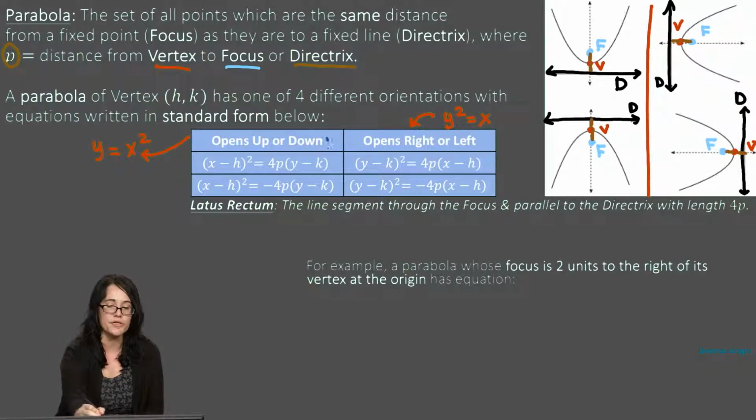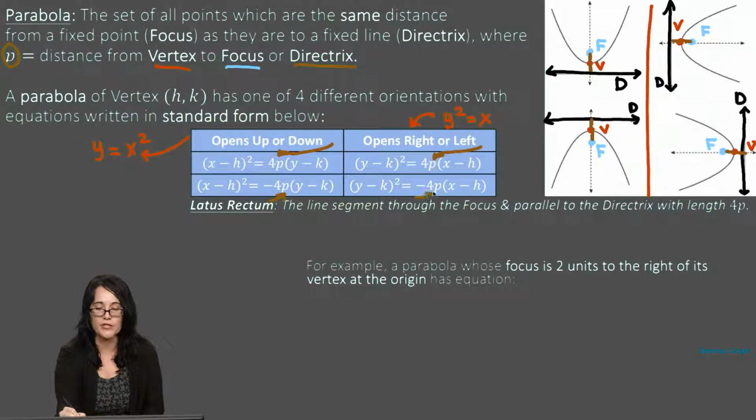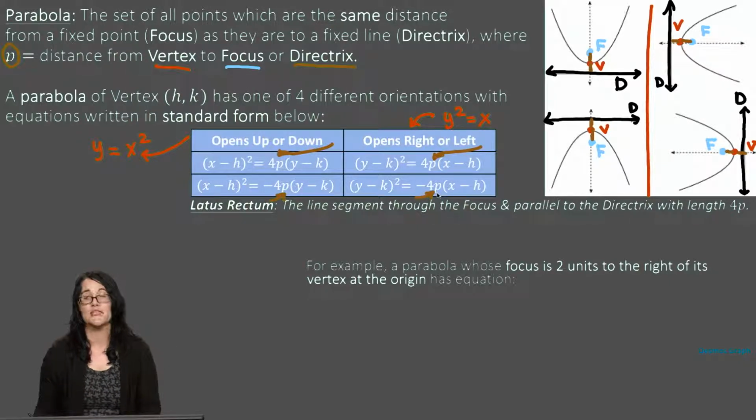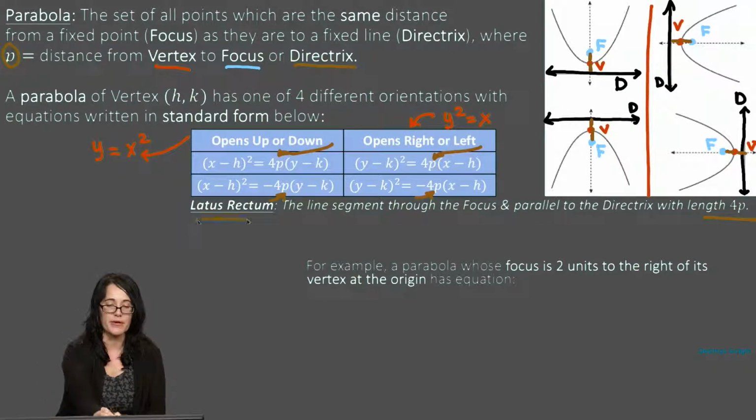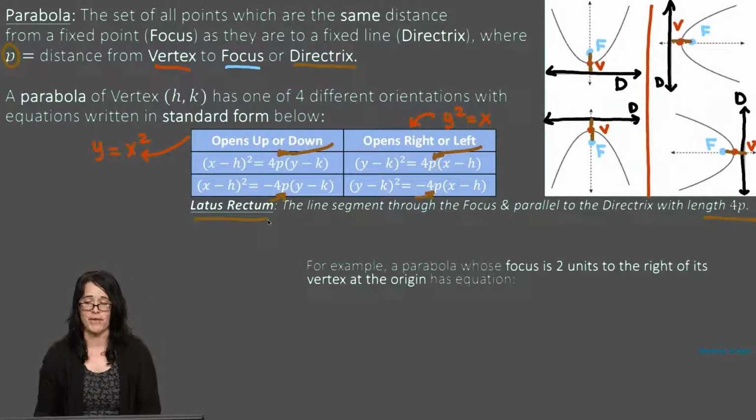So if you take a look in your formula here, down below, there's a lot of different things happening. But in these formulas, the coefficient of your non-squared term is known as 4p. And 4p has another name to remember. 4p is called the latus rectum. The latus rectum is going to be a line segment that cuts through the focus and is parallel to the directrix. I know we're throwing a lot at you on this slide, but hopefully in a few moments this will make some sense.